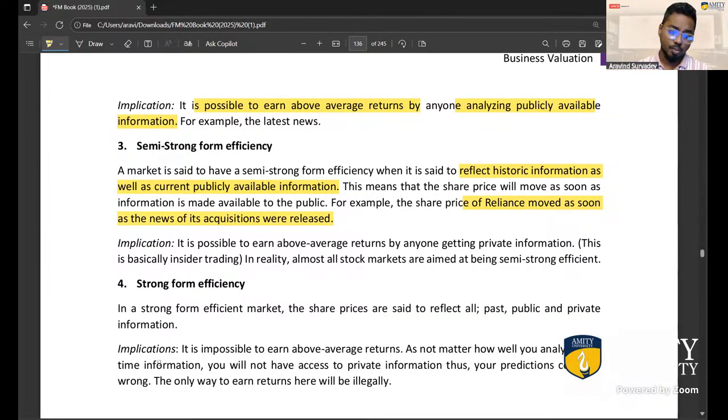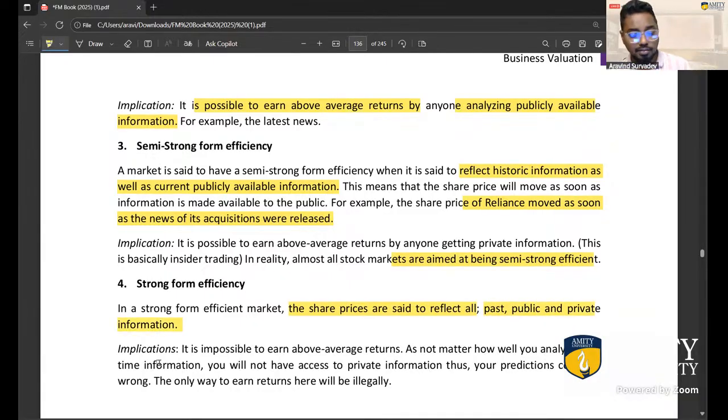So the implication: it is possible to earn above average returns by getting private information. Yeah. This is basically insider trading, right? In reality, almost all stock markets are aimed at being semi-strong efficient. Yeah. Now, strong form efficiency. In a strong form market, the share prices are set to reflect all past, public and private information.